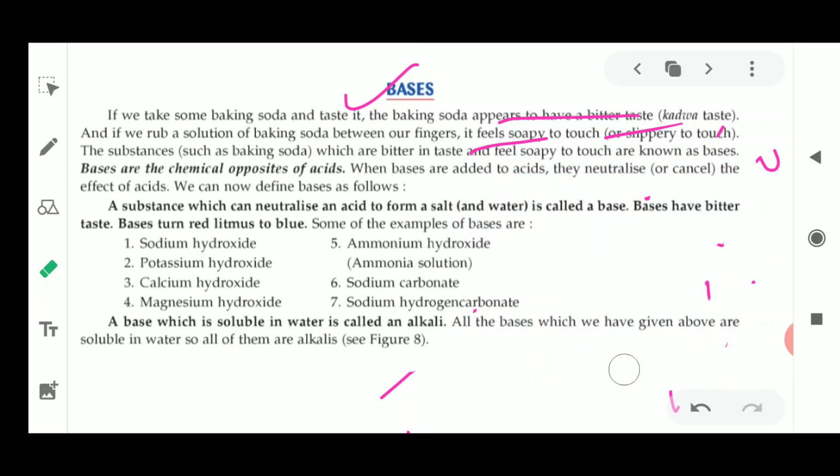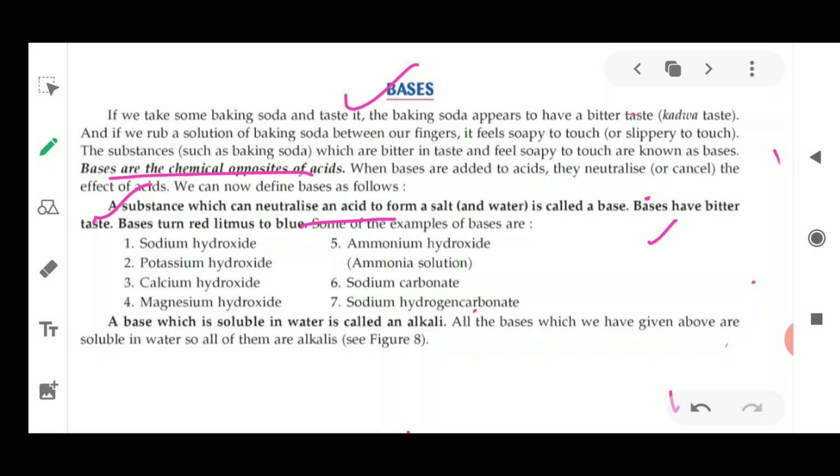Now next we are going to study the definition of acids and bases. Bases are just opposite to acids. A substance which neutralizes acid to form salt and water is called a base. We are going to discuss the definition of these acids and bases when we read about the neutralization reaction. Once you know about the neutralization reaction, you will come to know what acids and bases are on the basis of that reaction.